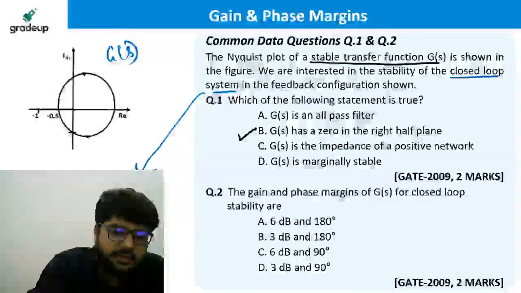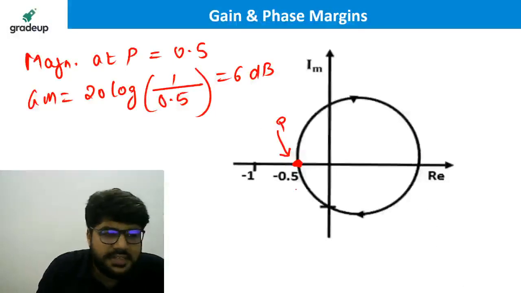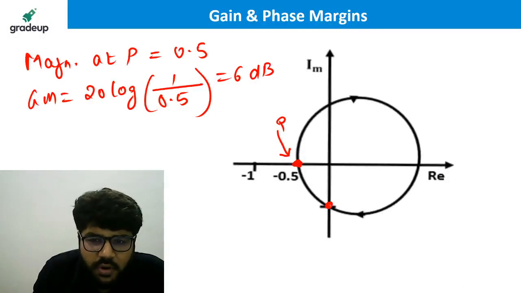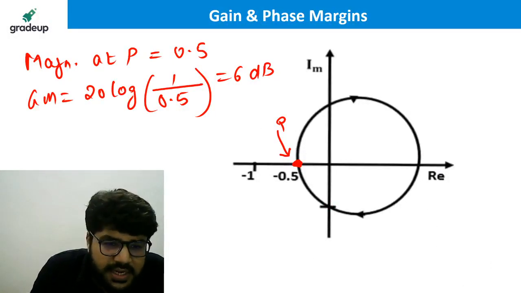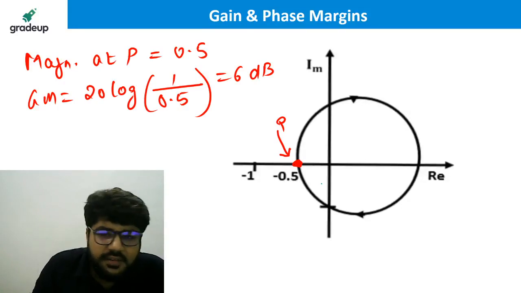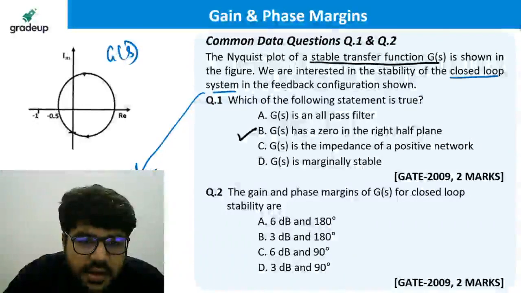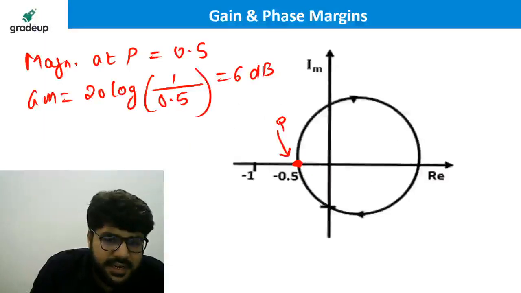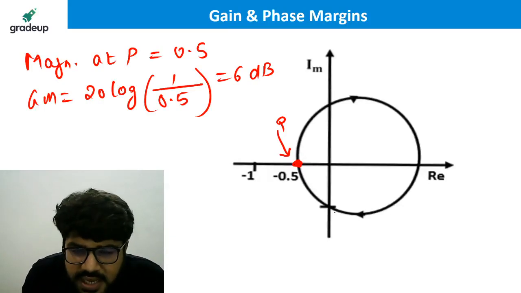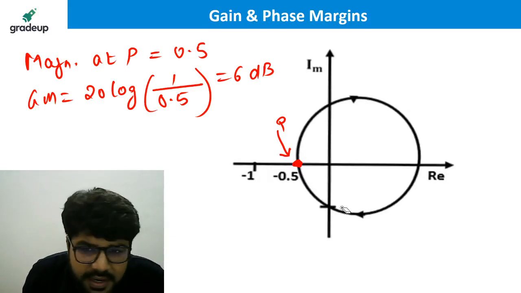Okay. What about the phase margin? For phase margin, I need the gain crossover point. The point at which I cut the unit circle. Now, where is my unit circle? Oh, there is a missing data. Guys, there's a missing data here. This is actually given in the question. It is not printed here maybe.